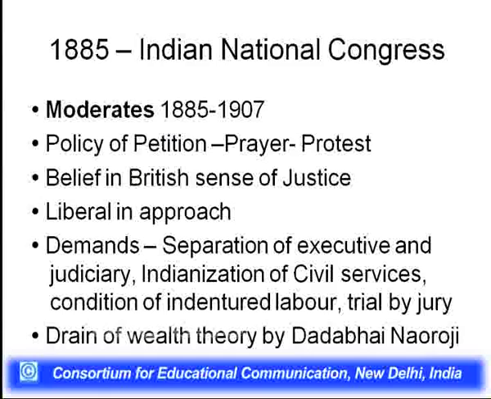Then the divide and rule policy which was being followed by the British during this particular period led to some kind of dissonance among the masses, and we see a number of organizations or associations being formed. With the establishment of the Indian National Congress in 1885, which was considered to be the phase of the moderates, 1885 to 1907 is the phase of the moderates, and their politics was based on petition, prayer and protest.